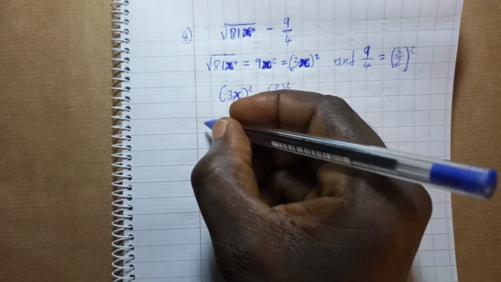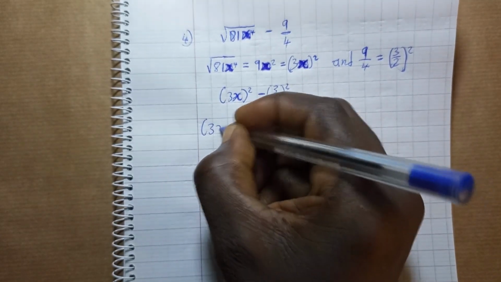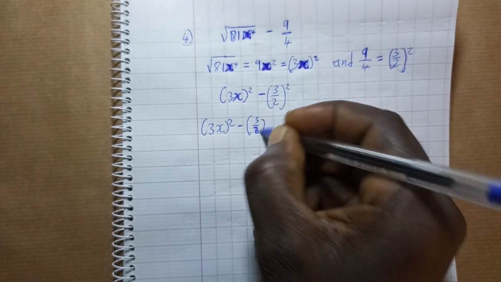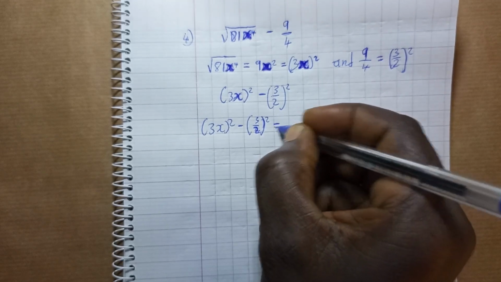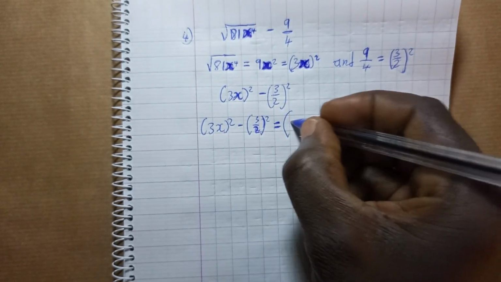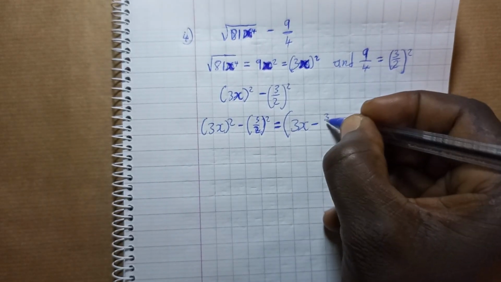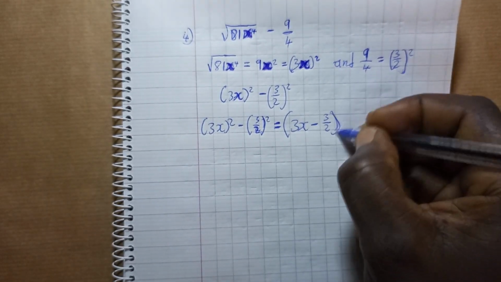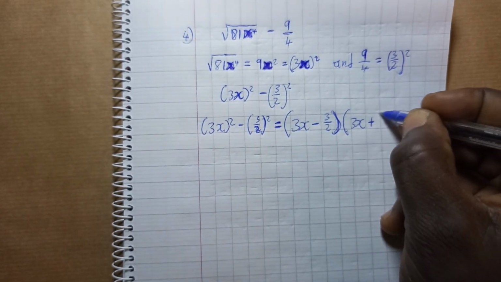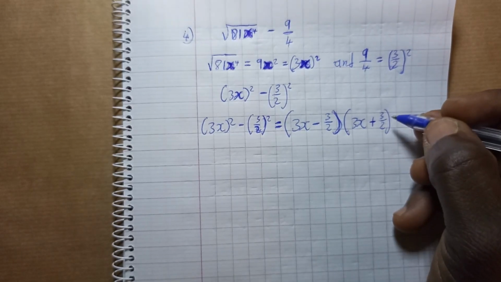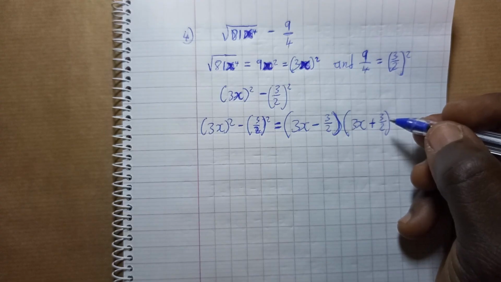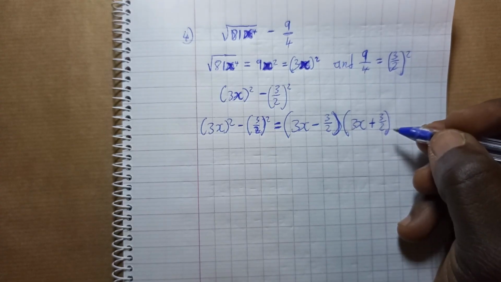Now applying the formula, we have 3x square minus 3 over 2 square is equal to, applying the difference of two squares formula, open bracket 3x minus 3 over 2, and then open another bracket 3x plus 3 over 2. So this is the answer to number 4.